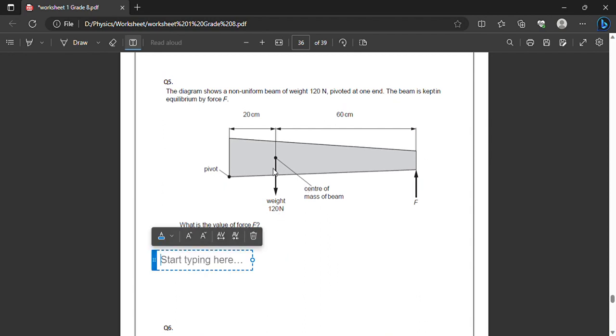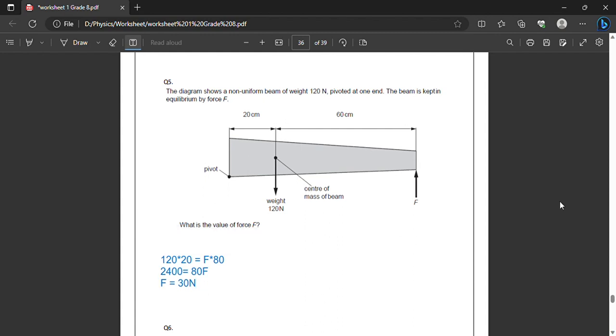So you write here 120 times 20 to find the moment. 120 times 20, that's the clockwise moment. So equal to the anti-clockwise moment, that's F times 80, the distance of that. 60 plus 20, 80. So you get 2400 equal to 80F. Now you divide, F equals 2400 divided by 80, you get 30 newtons. So F is 30 newtons.